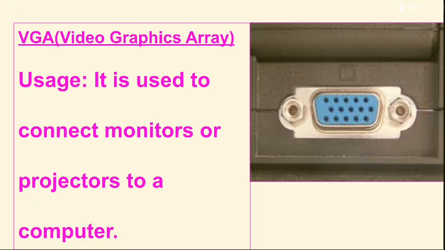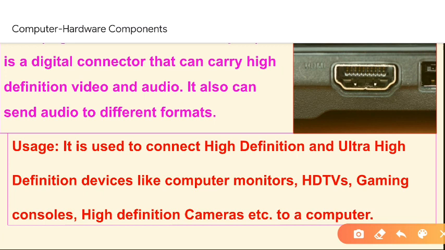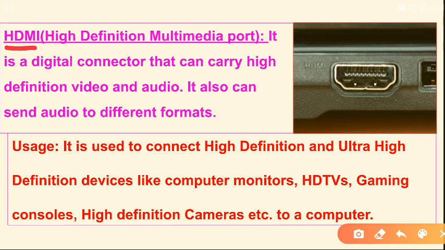Okay, students. Then the next type of port is the HDMI port. Just now we studied that HDMI ports have replaced the VGA ports. So look at this port. This type of port is called the HDMI. What is the full form of HDMI? High Definition Multimedia Interface. What was the full form of VGA? Video Graphics Array. Okay, what is the full form of HDMI? High Definition Multimedia Interface.